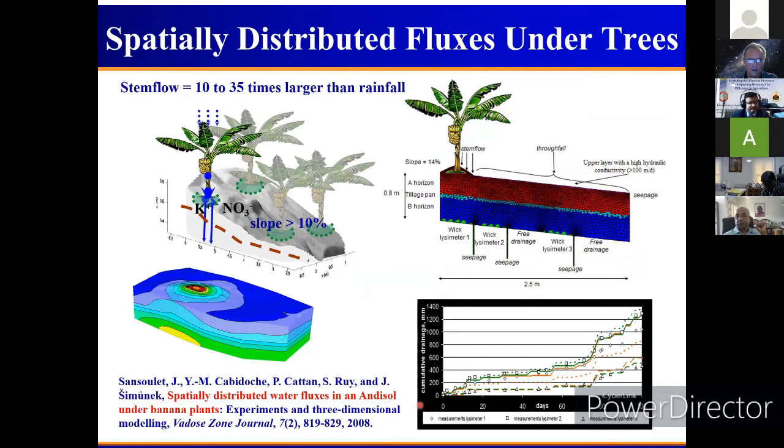In this study, which was done by PhD student Julie Sansoulette, we studied the spatial distribution of fluxes in a plantation with banana trees. What Julie measured was that the stem flow around the stem of the tree was about 10 to 35 times larger than rainfall or throughfall through the leaves. That obviously has a large impact on the spatial distribution of infiltration and of fluxes. She installed multiple tensiometers in her field. And then we tried to model this system. And you can see we again obtain quite remarkable correspondence between measurements and simulations.